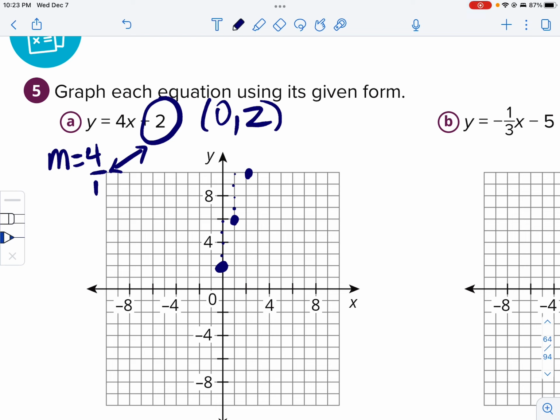I could have gone down 4, 1, 2, 3, 4, over 1, and repeat. And I use my ruler. That was a horrible line, by the way. Let's try it again. There we go. That looks much better.